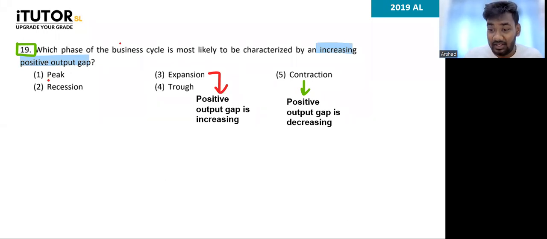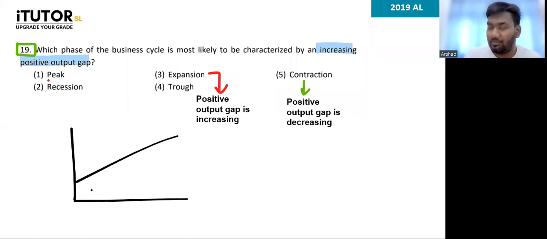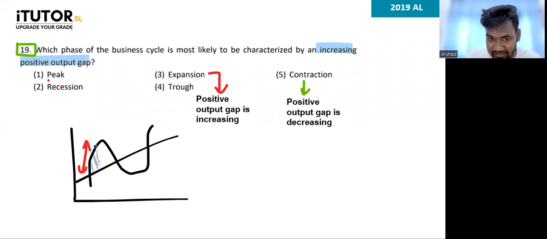So, positive output gap decreasing means a negative gap? No. Now see, if you look at this, here you have your potential output. Here you have your actual output, right? So this phase is called expansion. Now, what is your output gap? This, right? The difference between this and this. Now see, during an expansion, the positive output gap is increasing.